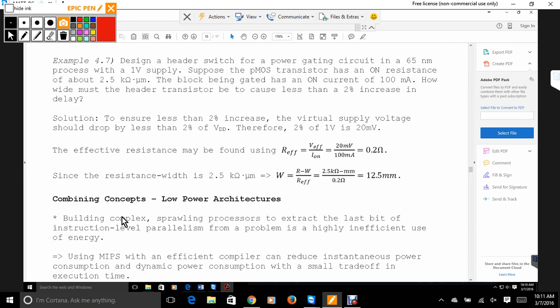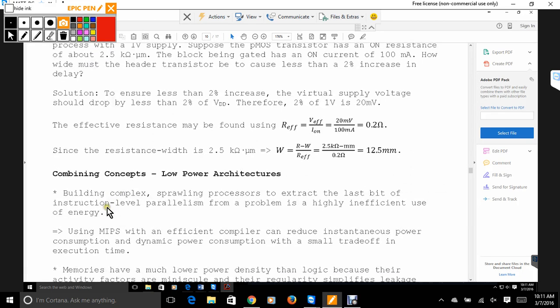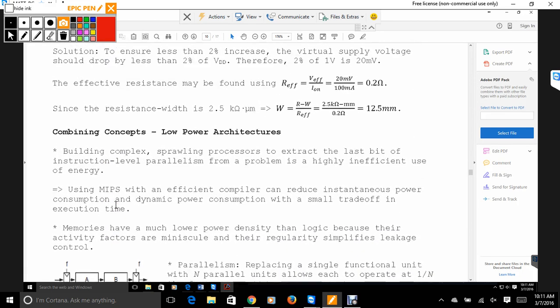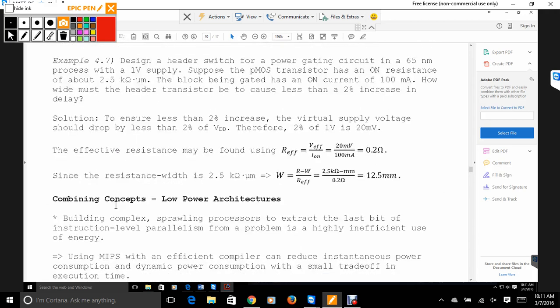So let's do 4.7, and then we'll stop here, and then we'll start talking about low power architectures next lecture. So everything up through 4.7. We're designing a header switch for a power gating circuit we just discussed in a 65 nanometer process with a 1 volt power supply. Suppose the PMOS transistor has an on resistance of about 2.5 kilo ohms per micrometer. The block being gated has an on current of 100 microamperes. How wide must the header transistor be to cause less than a 2% increase in delay?